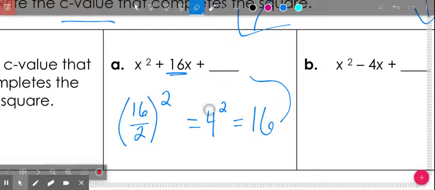16 divided by 2 is not 4, it's 8. I hope if we were in class, somebody would have corrected me. That's rough. This is what happens when I'm gone for this long.